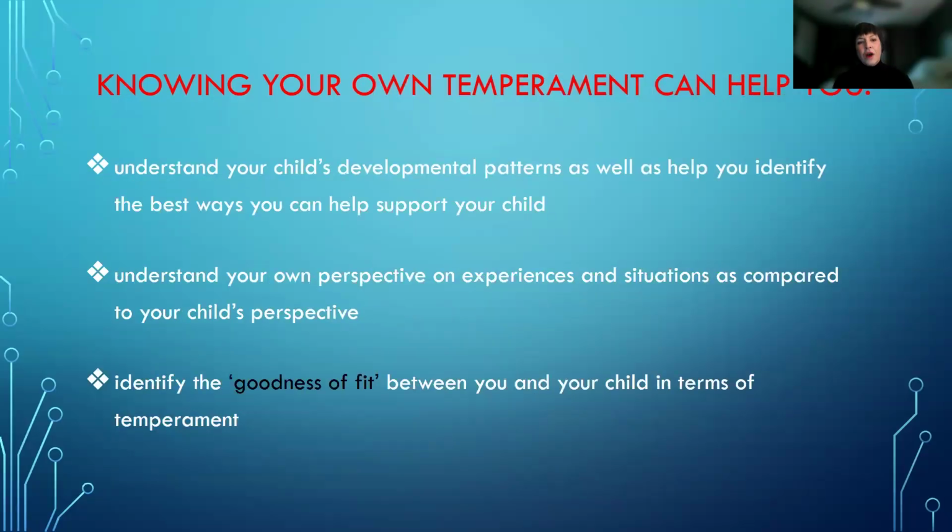Now let's talk about knowing our own temperament. If we know our own temperament, we can understand not only our child's developmental patterns, but we can help figure out ways that our temperament can best complement theirs. We can understand our own perspective as well as theirs and think about how situations might occur. And we can identify goodness of fit, which is the next thing we'll talk about. And goodness of fit refers to you and your child in terms of temperament.